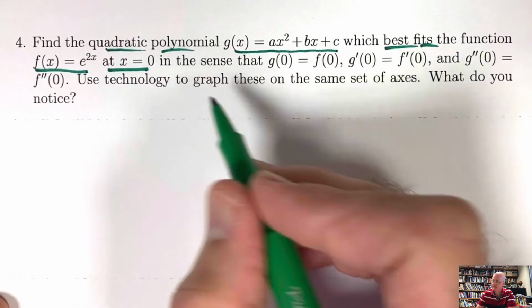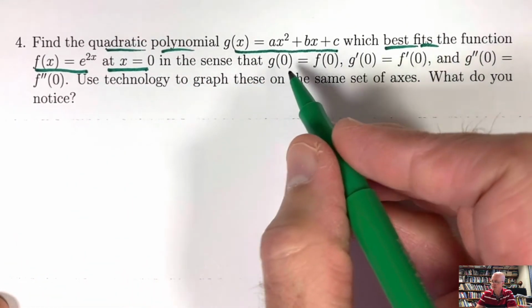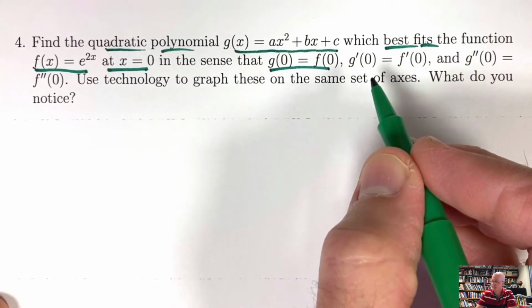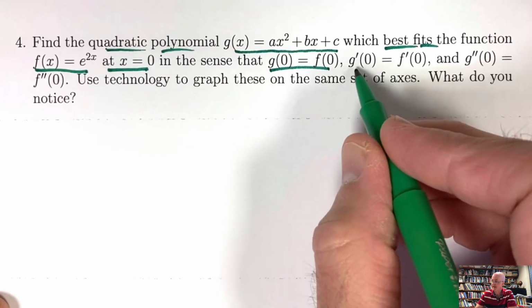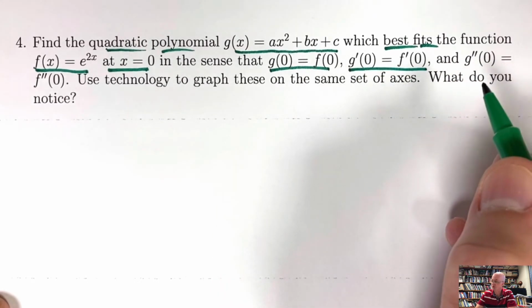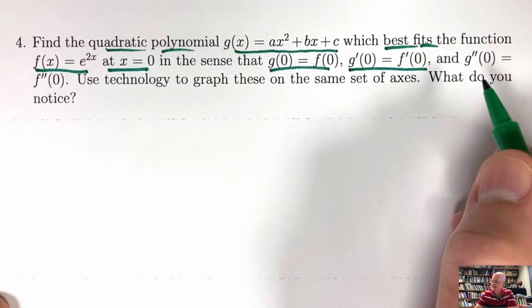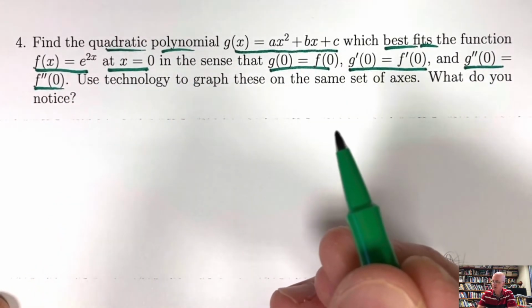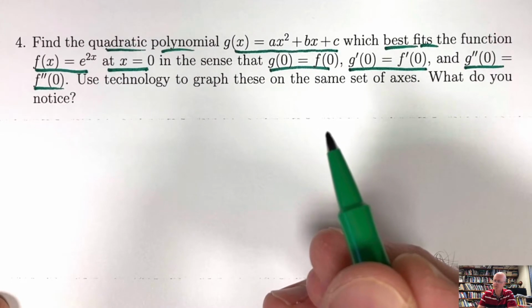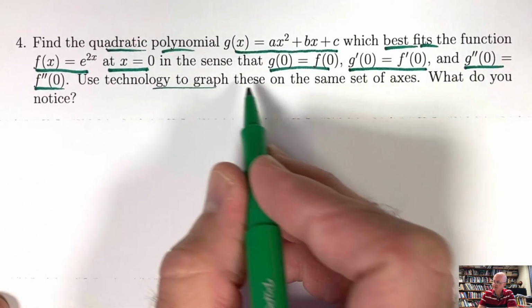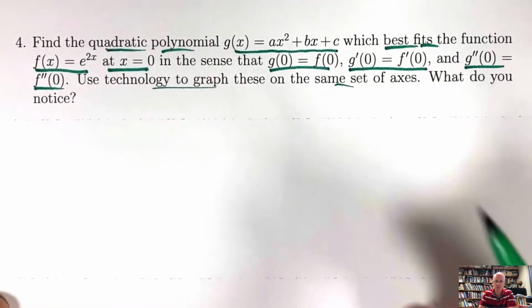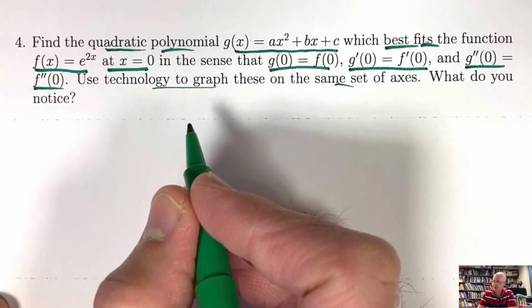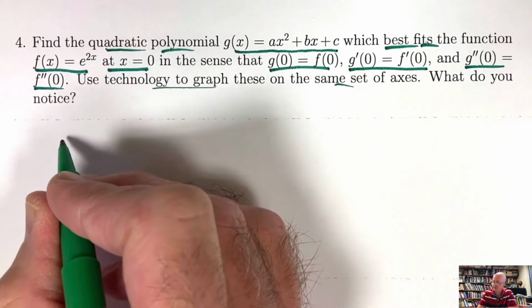What does it mean to best fit the function f of x equals e to the 2x at x equals 0? It means they have the same function value at 0, g of 0 equals f of 0. They have the same slope at 0, g prime of 0 equals f prime of 0. And they have the same amount of concavity, you might say, g double prime of 0 equals f double prime of 0. We also want to use technology to graph these in the same set of axes and see what we notice. So it's a matter of just ultimately doing some algebra here. Figure out, first of all, g of 0.